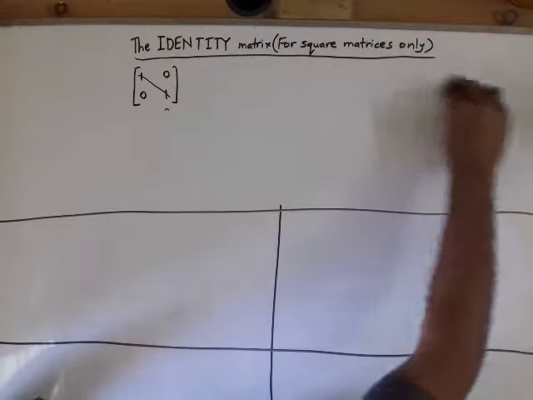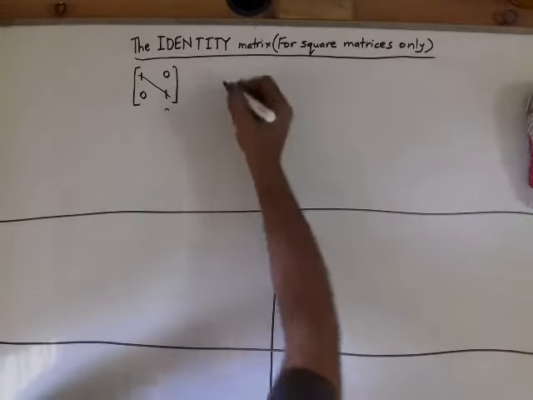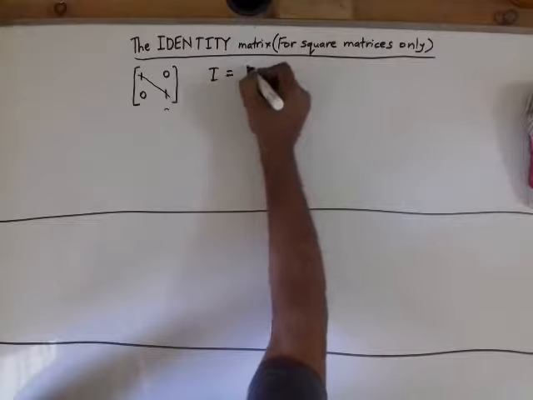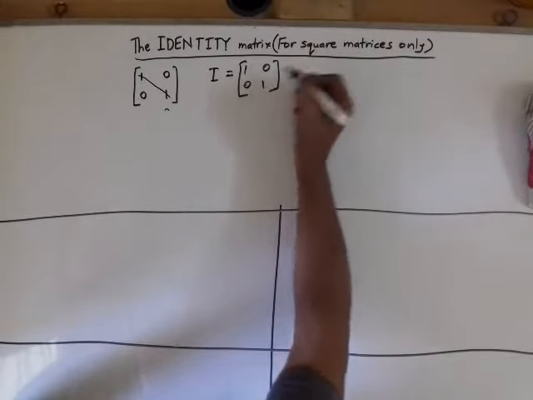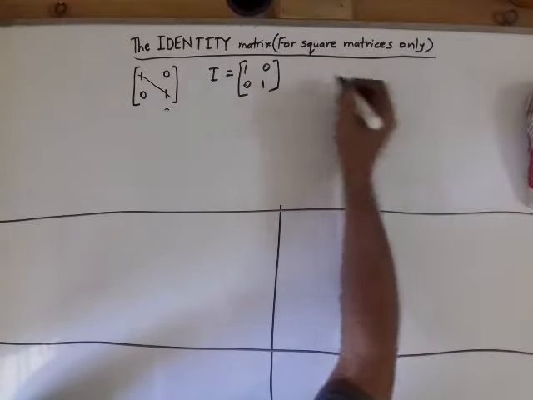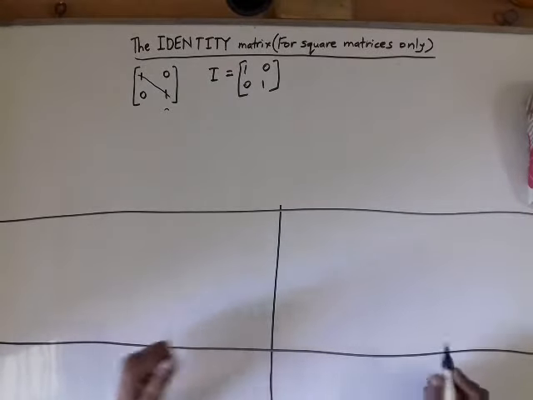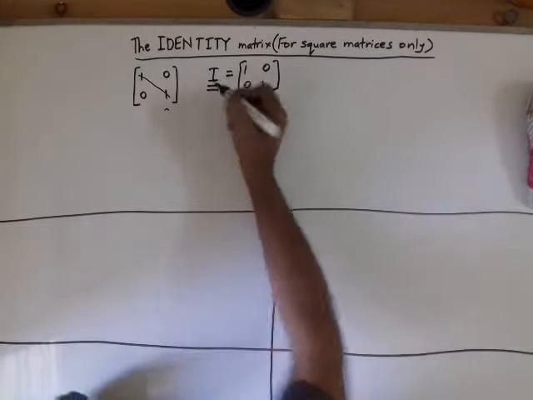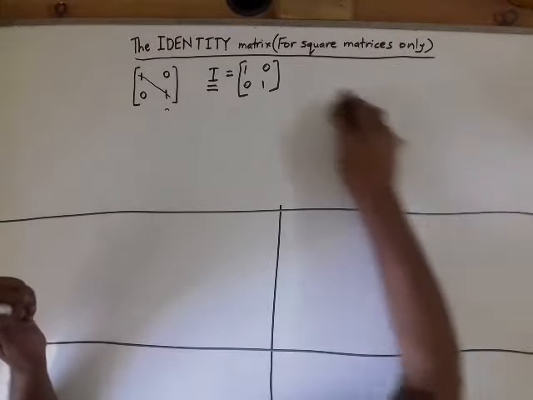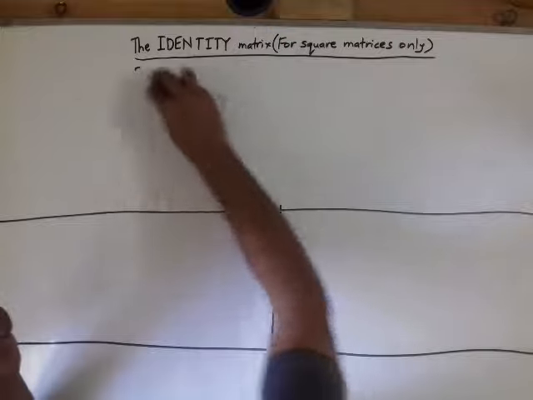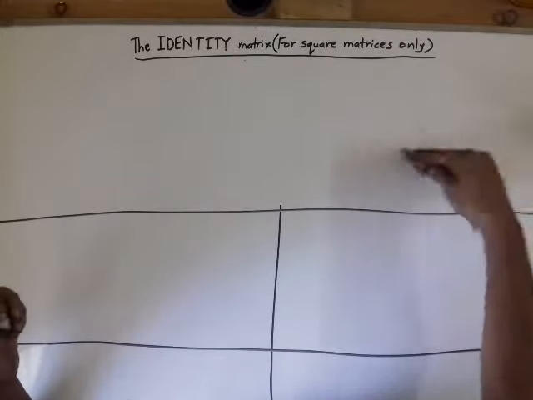The notation for an identity matrix is I. So I is equal to 1, 0, 0, 1, or the 3 by 3, 4 by 4, etc. So the notation for an identity matrix is I. Now, what's so special about an identity matrix?